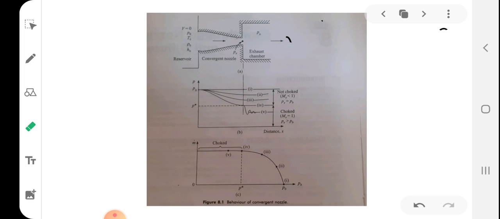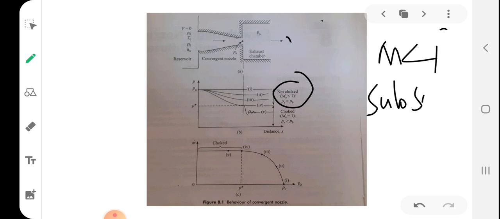The pressure, you can see in this graph, slowly decreases from inlet towards the exit plane, and at the exit plane it will be reduced to the value of back pressure. So PE will be equal to back pressure. And what will be the Mach number? Mach number will be less than 1. Flow is subsonic. Flow will be subsonic only. Okay.